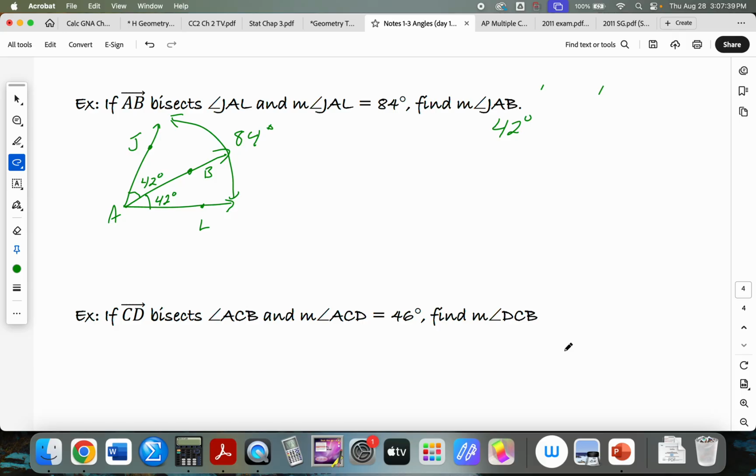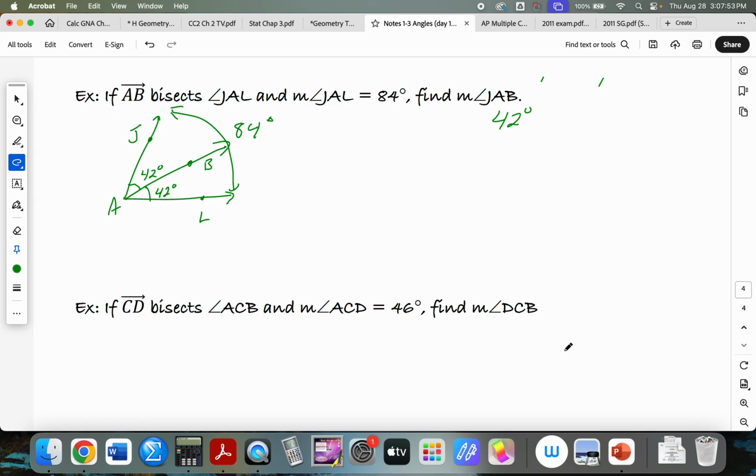So on this one, they told you the measure of the whole thing. You cut it in half because it's a bisector. Bisect literally means two and cut, to cut into two equal pieces. So we just split it in half.